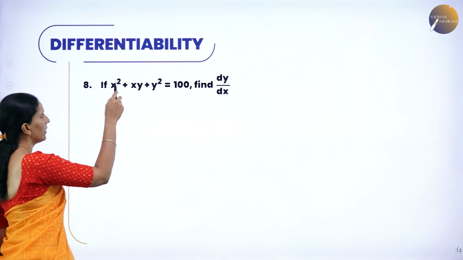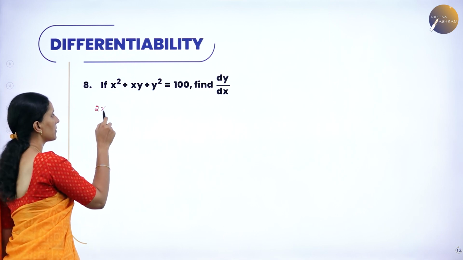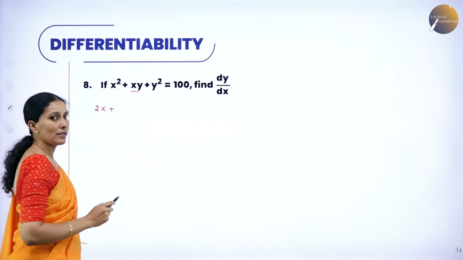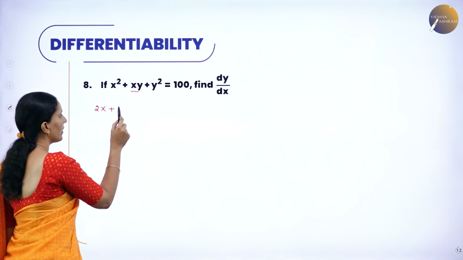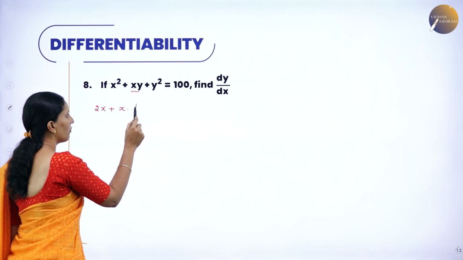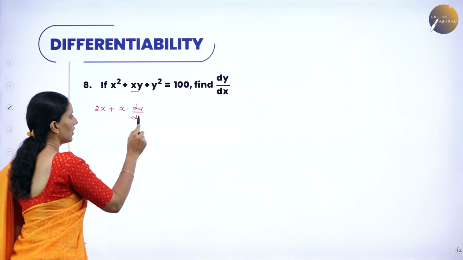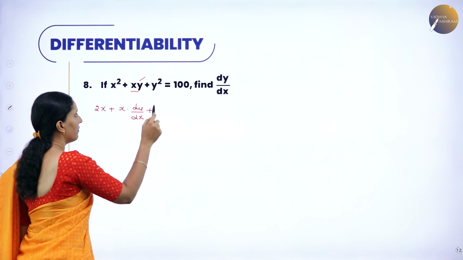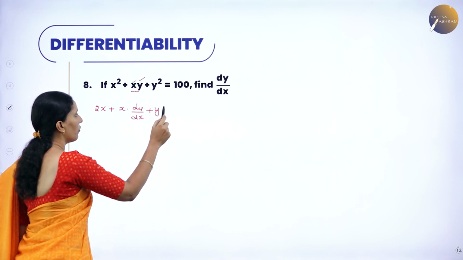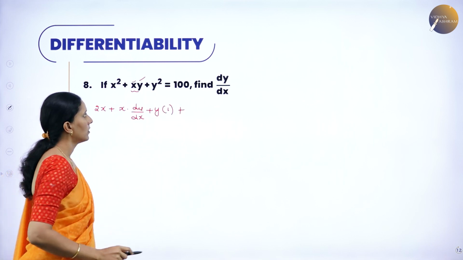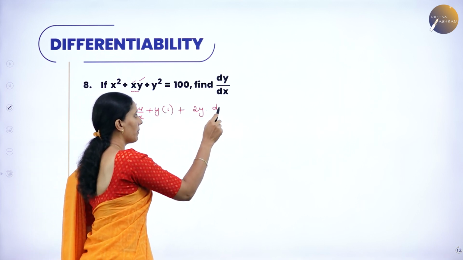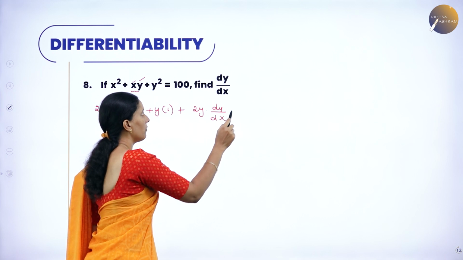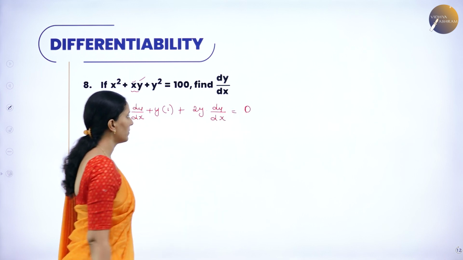Next, if x square plus xy plus y square is equal to 100, find dy by dx. So let us derive it. X square is 2x. X into y is a product here. So let us apply the product rule. First function into derivative of second plus second function into derivative of first. Done. Now y square becomes 2y into dy by dx and derivative of constant is 0 here.